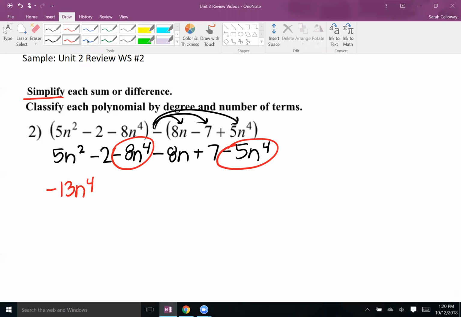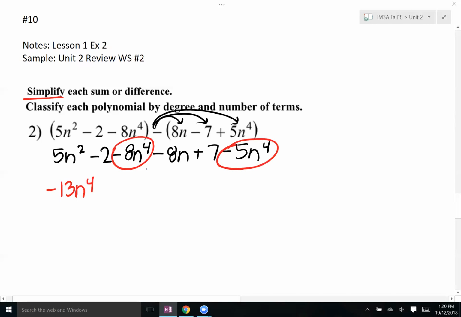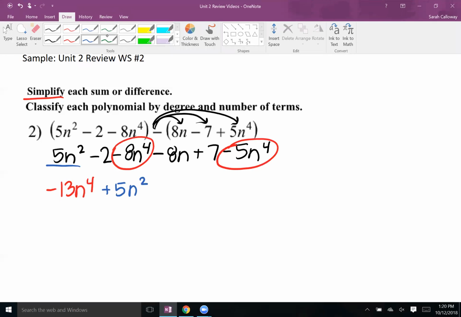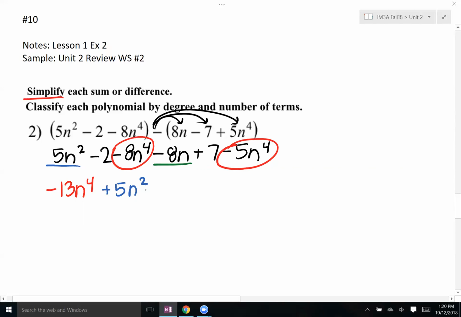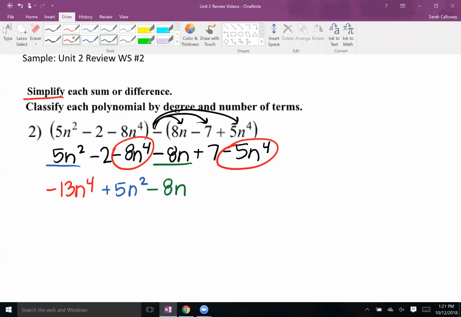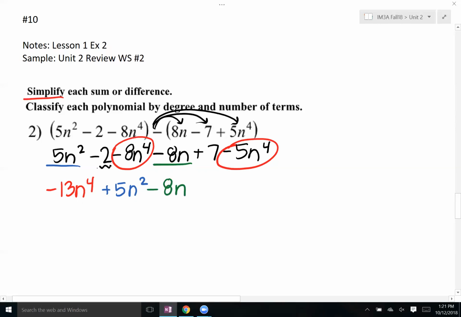And then my next highest power is a 2, and there's only one of those, so this is just going to be plus 5n squared. And then next I would have a first power, so again I only have one of those, so minus 8n. And then finally I have a constant, so negative 2 plus 7 gives me plus 5. Okay, so this is my simplified polynomial. So that's one piece of my answer.